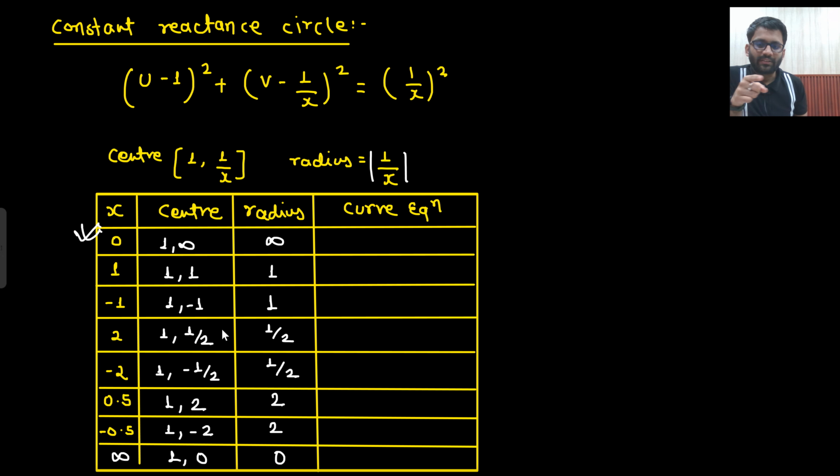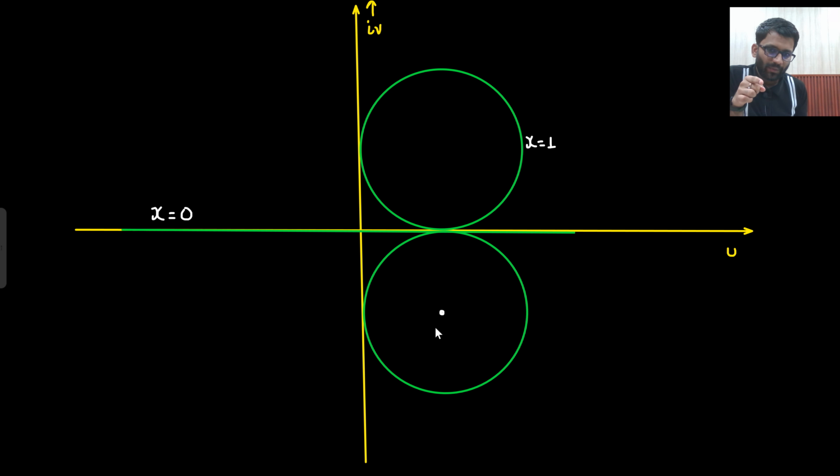Yeah, so what I was saying, 1 comma minus 1 and radius is 1. So here the center is 1 comma minus 1 and radius is 1. What do you think? What is this point, where both of the curves are touching? This point is x equals to 1 and y equals to 0. Right? Now let's make other ones.